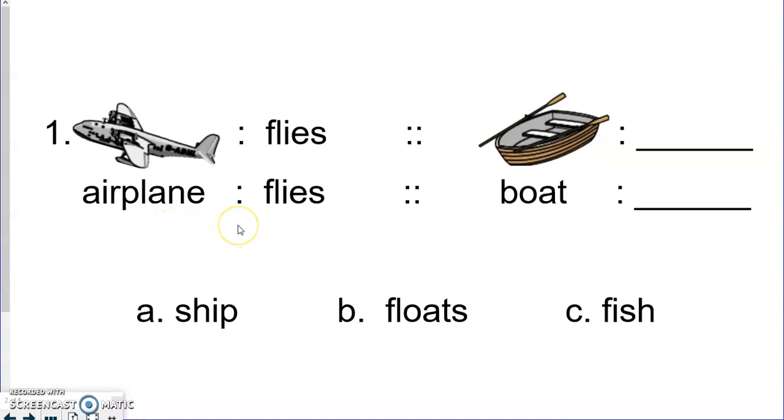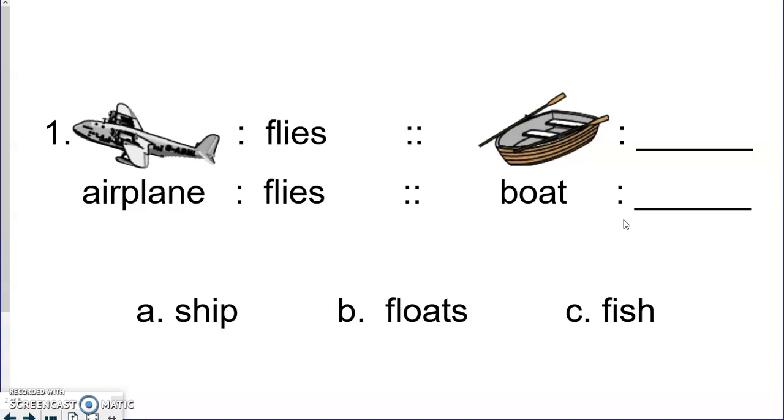Airplane is to flies. So an airplane's action or function or job is to fly. And I can verbalize that. I can turn it into a sentence and I can say an airplane flies. So airplane is to flies as boat is to blank. Well, if we're looking at action or function or job, we'll just say job, then we could say an airplane flies and a boat. What does a boat do?